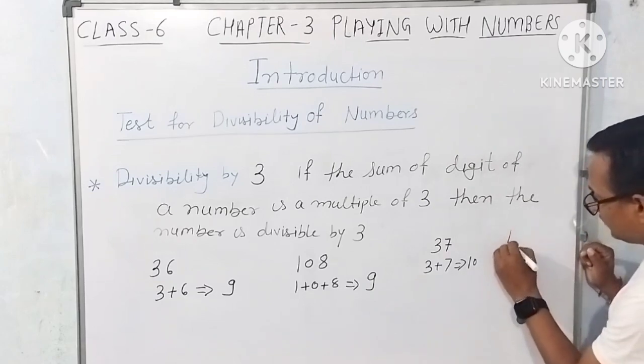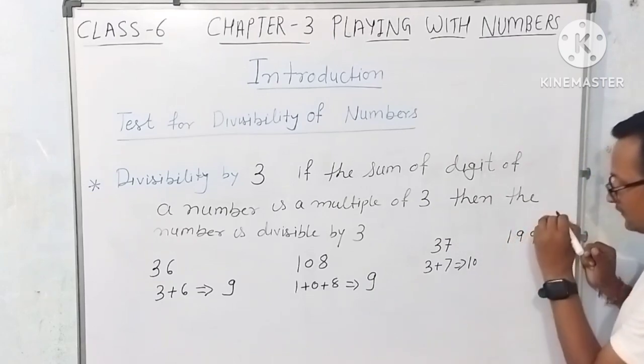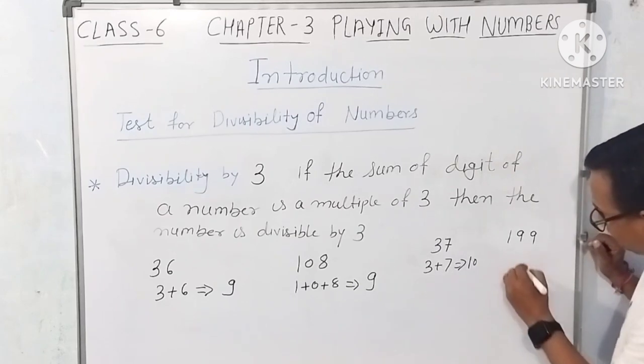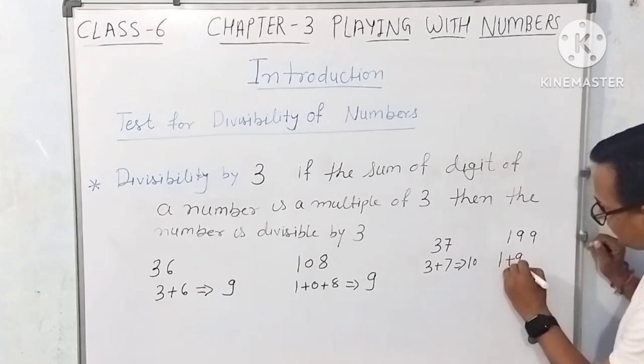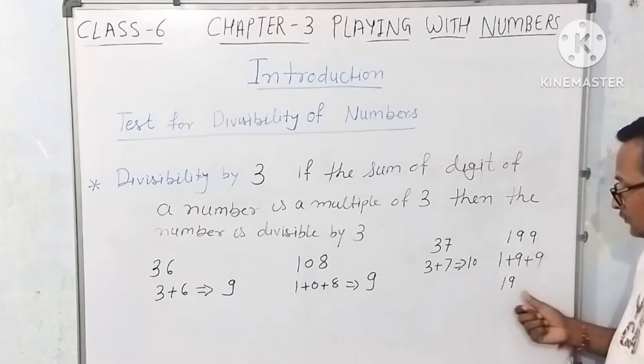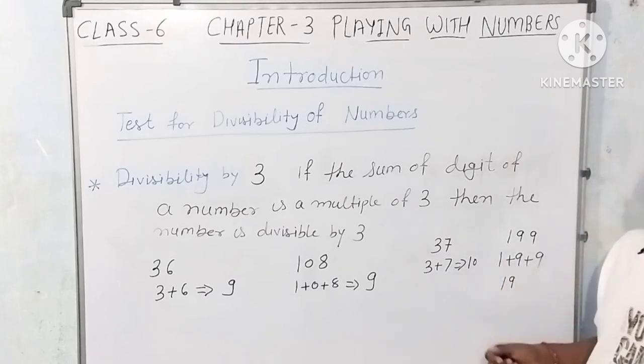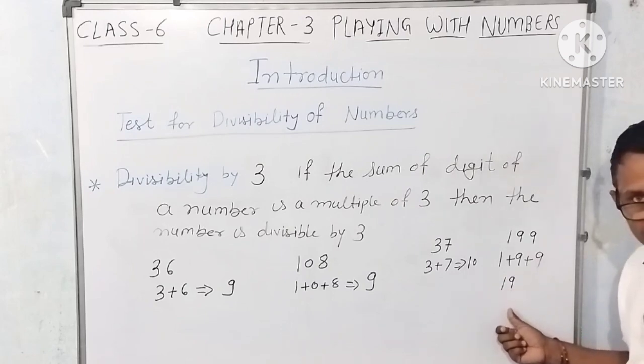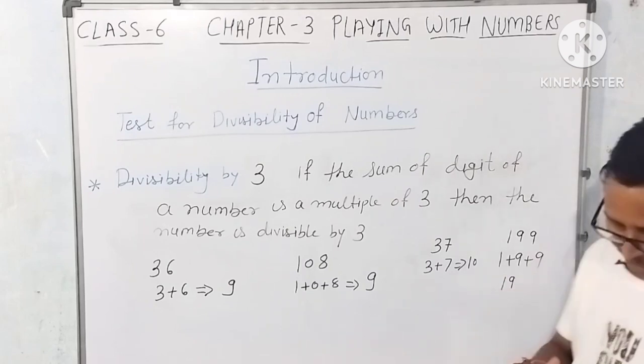Another example, 199. Again we have to add 1 plus 9 plus 9. So 1 plus 9 is 10, plus 9 is 19. 19 is also not a multiple of 3. So we can say it is not divisible by 3.